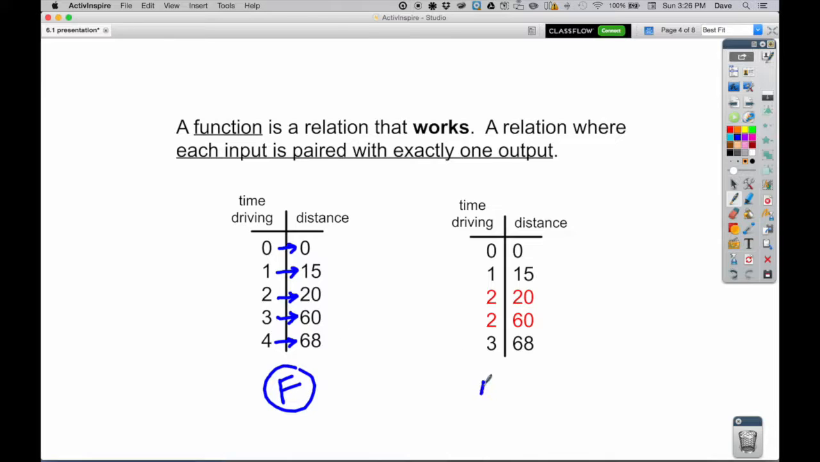But this one is not a function, and this is the one that goes with the last graph, or at least close to it. 0 is paired with 0, 1 is paired with 15, but these ones I've outlined in red are saying that at hour 2, I'm 20 miles away, but at hour 2, the same exact time, I'm 60 miles away. That can't be possible, and so this is not a function. It's a relation because I paired the numbers, but it's not functional. It doesn't work.